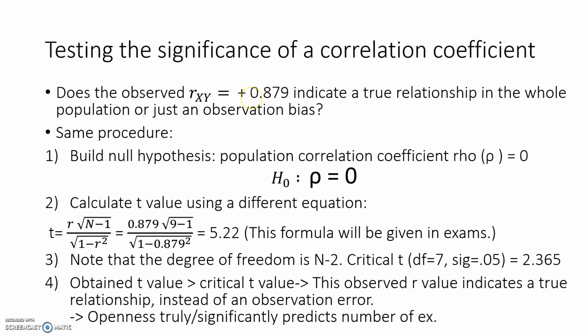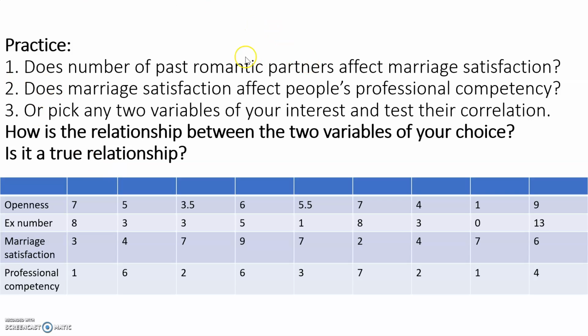If everything is clear, that is all I have for this lecture, and here is the practice question for you. Remember, I gave you 3 sample questions we can answer using this correlation analysis, and we have addressed the first one: does openness predict or affect the number of past romantic partners? We also have two left. Does the number of past romantic partners affect people's marriage satisfaction? And the third question we had at the beginning of the class: does marriage satisfaction affect people's professional competency?